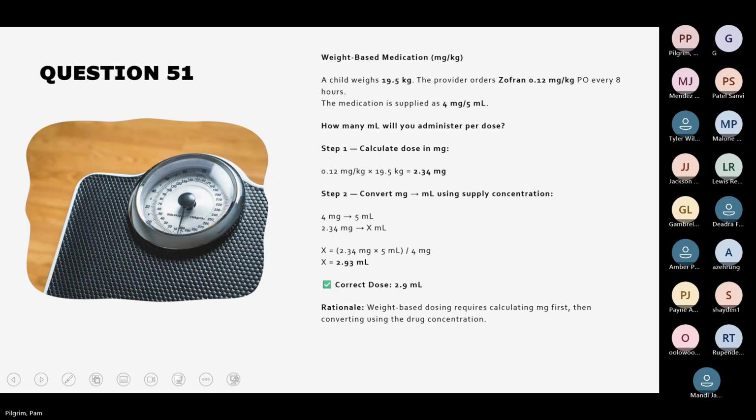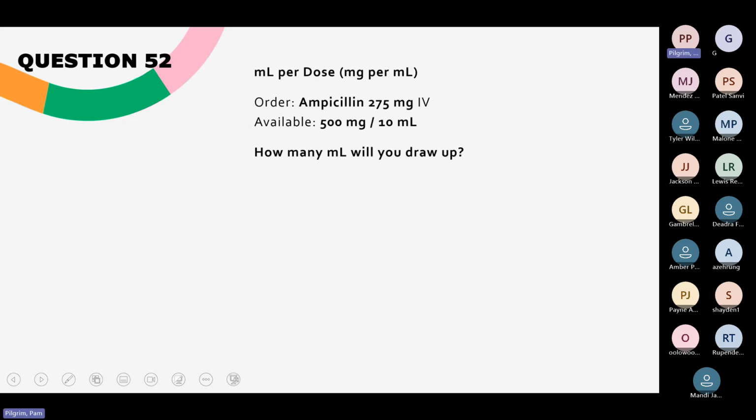So good job, guys. Another math question, and this is mLs per dose. You have an order for ampicillin, 275 milligrams IV. You have 500 milligrams per 10 mLs. How many mLs will you draw up?